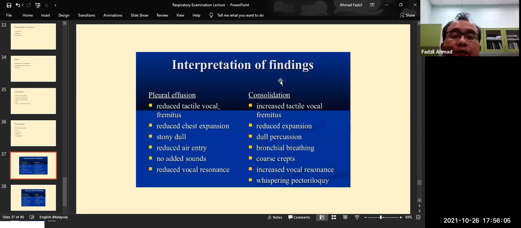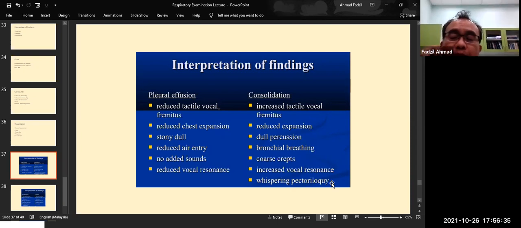For interpretation of findings: if effusion, reduced tactile vocal fremitus, reduced chest expansion, stony dull percussion, reduced air entry, no added sounds, reduced vocal resonance. If consolidation, increased tactile vocal fremitus, reduced expansion, dull percussion, bronchial breathing because it's a solid, crepitations, increased vocal resonance.